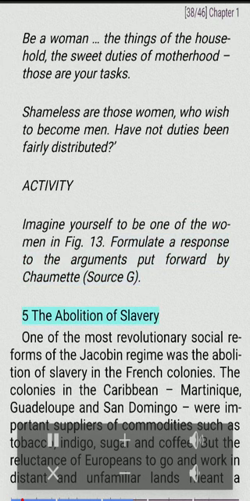Activity. Imagine yourself to be one of the women in Fig. 13. Formulate a response to the arguments put forward by Chaumette, Source G. 5. The abolition of slavery. One of the most revolutionary social reforms of the Jacobin regime was the abolition of slavery in the French colonies.